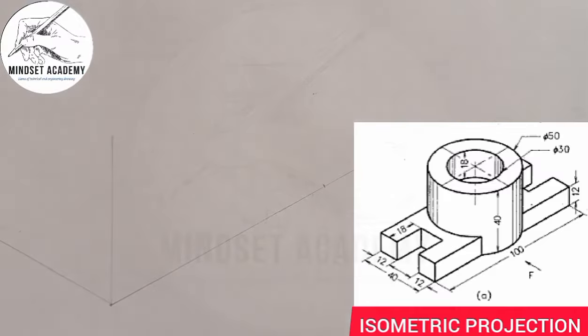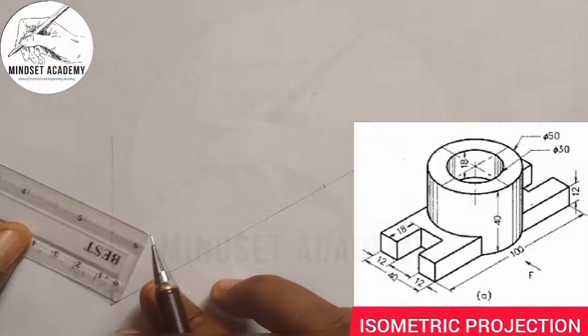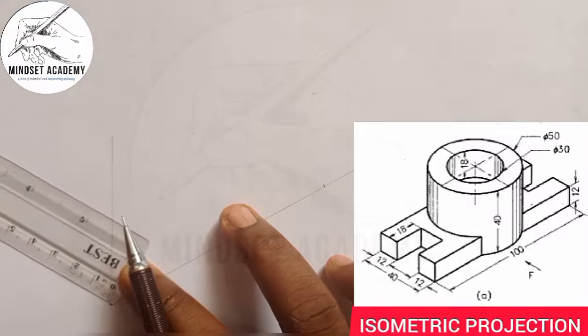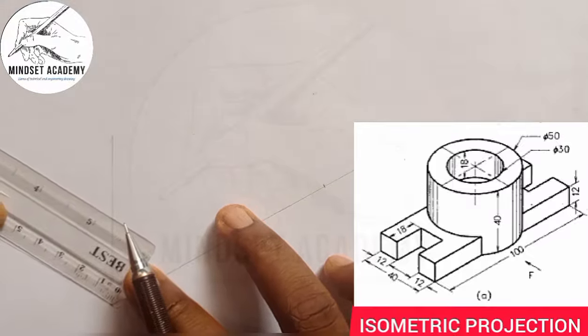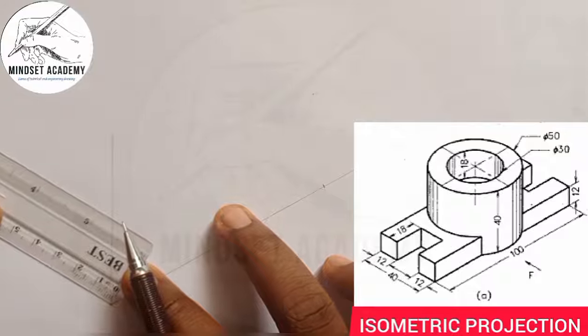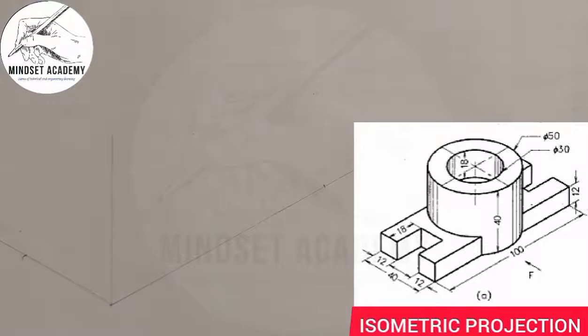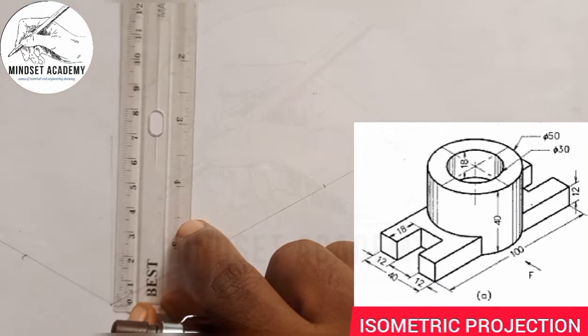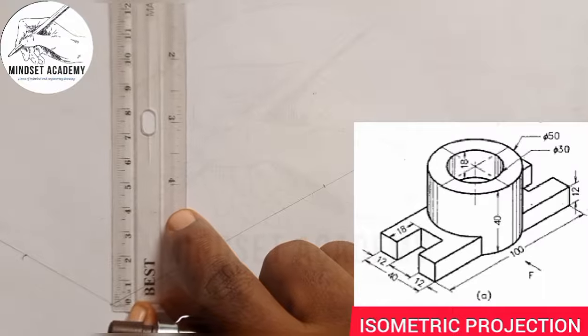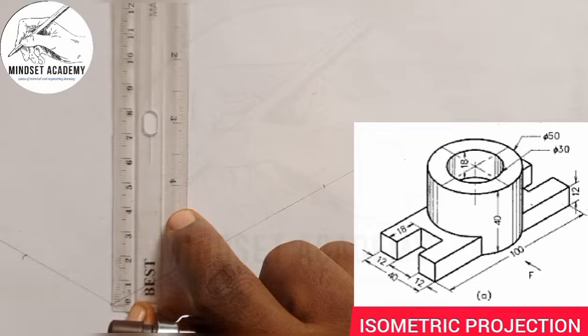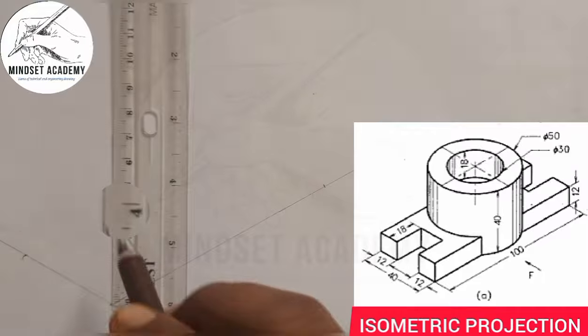You can see that. And the total width here is given to be what? 40. As you can see from here to here. And I'll measure the 40 here. This 40 here. And the total height is given from here to here, which is also what? 40. Now measure 40 from 0 to 40. Right, this is 40.